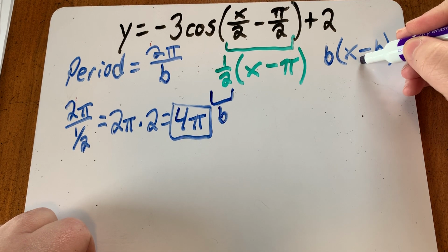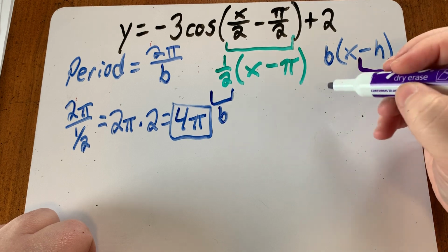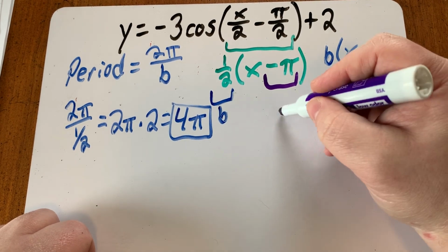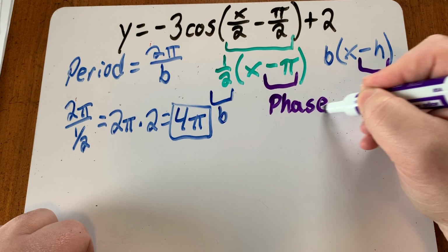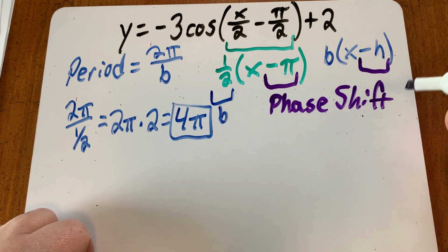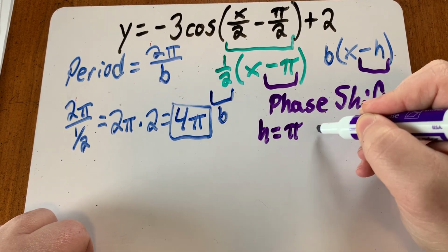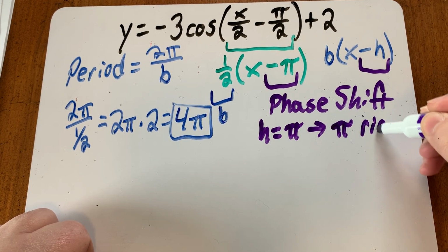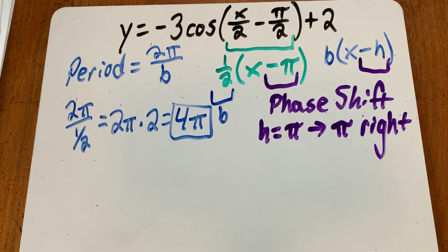And then there's the minus h. It's supposed to be minus h, and it is minus h. It's minus pi, so that means h equals pi. This tells us our phase shift. H is equal to pi, and it's positive pi, so that means pi in the positive direction horizontally, so pi to the right. So that's our phase shift. So everything, the whole curve, is just shifted pi units to the right.